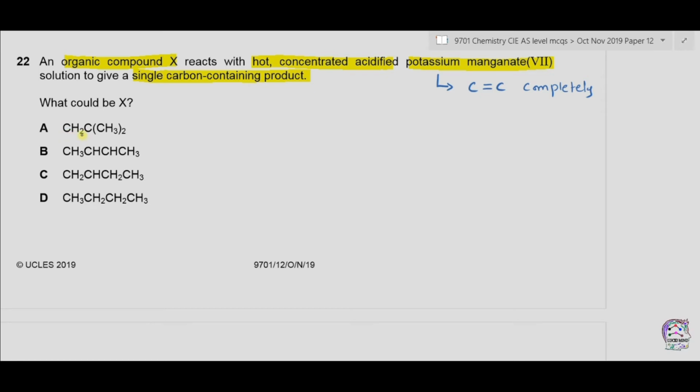In A we have CH2 carbon and then two methyl groups are attached to the second carbon atom. So A will be like this. There is a double bond present between the first and second carbons. Now when this compound is reacted with hot concentrated acidified potassium manganate, this double bond will break completely and two different products are formed. This carbon will make CO2 and this carbon will be converted into a ketone.